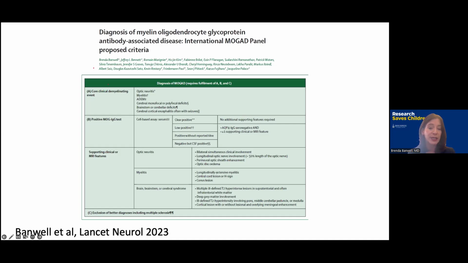If the MOG antibody titers are low, or if for some reason you're in a lab that doesn't provide a titer, then we need more supportive evidence. And as listed here, we have supporting features that I'll show you in the next slide on imaging or on physical exam that would support that the type of optic neuritis, myelitis, or cerebral syndrome is typical for MOGAD, and they're listed here. Next slide.